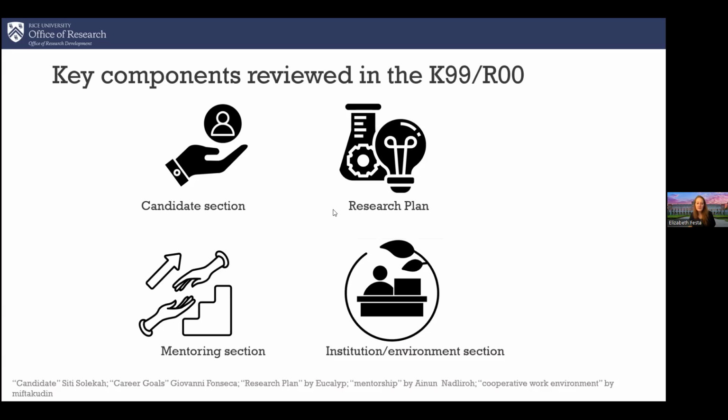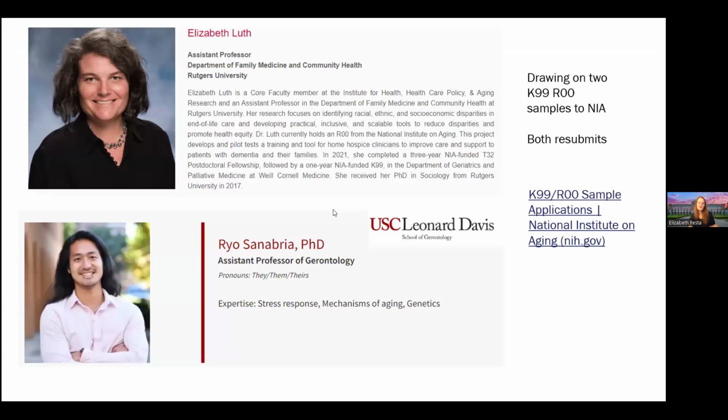I'm going to be calling on some different examples as we move through here. These are coming from 2 award samples that NIA, the Institute, has generously supplied. Really good K99 samples are hard to come by. So these examples are from Elizabeth Luth and from Rio Sanabria. I looked them up to see where they are now. In fact, they did transition to independence. And Elizabeth landed a position a year into her K99, so she didn't even transition to the R00 phase.